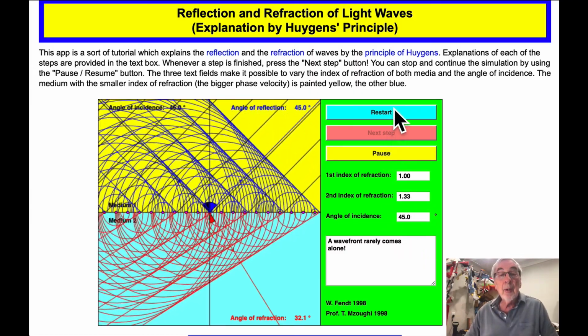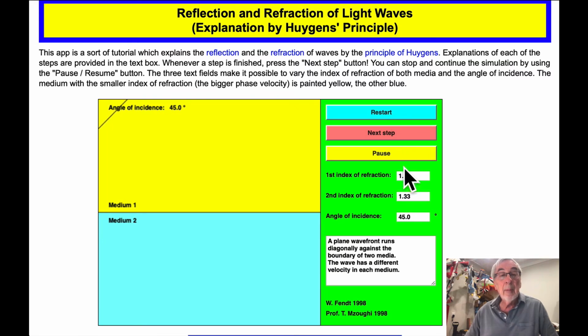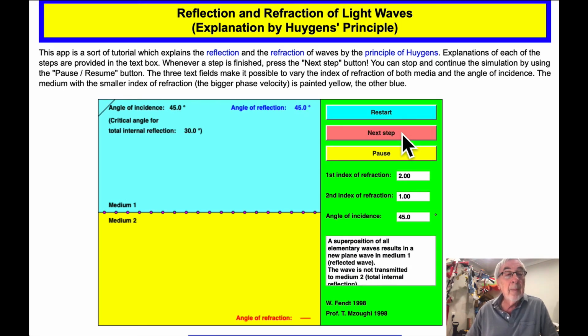Here's another thing you can do. Let me restart this. Let me pause this. And instead of going from a low index of refraction to a high index of refraction, let's go from dense material here, 2.0, to 1.0 down here. That'll be just the inverse of what we had before. Same angle of incidence, but now it's going to bend in a different way. And let's let that play. Next step. And let this play.